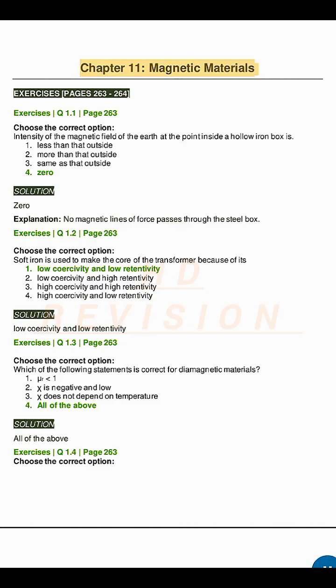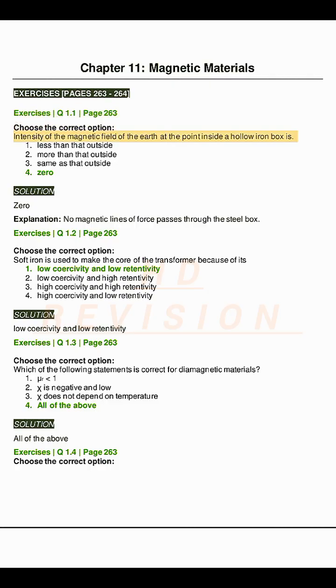Chapter 11. Magnetic Materials. Exercises, pages 263 to 264. Exercises Q1.1, page 263. Choose the correct option.